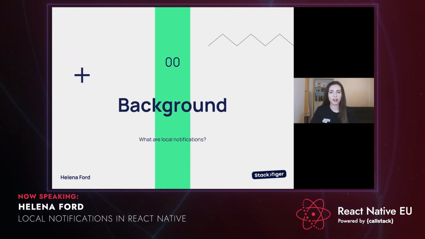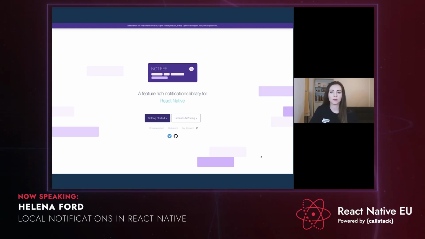Push notifications often require third-party services like Firebase to operate. However, local notifications are configured on the device itself and allow you to get them up and running without any such third parties. A good example is your alarm clock that sends a local notification at whatever time you set your alarm for. There are several React Native libraries out there that can help you configure these notifications. One of these, which I'm going to talk about today, is Notifee by Invertase.